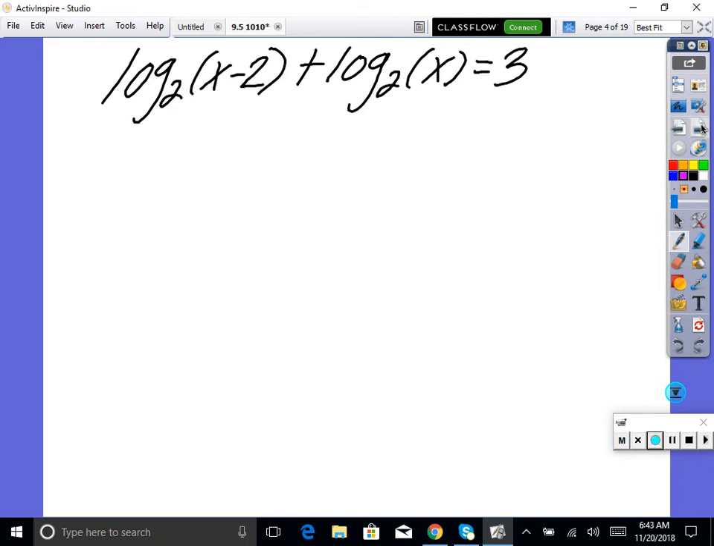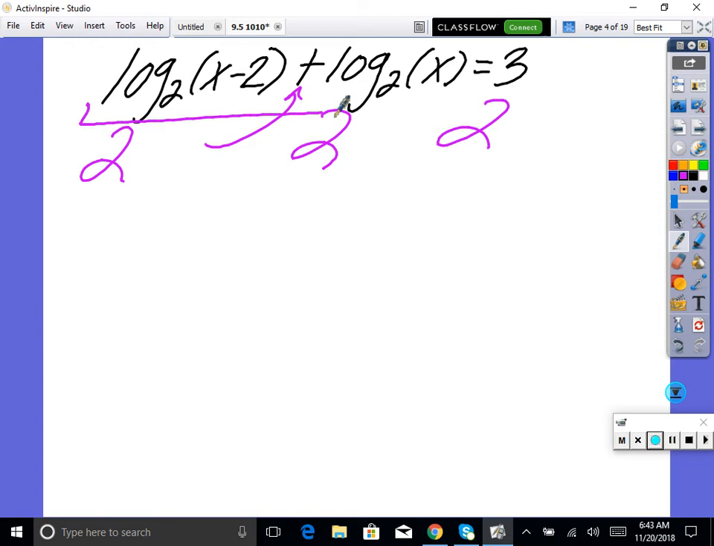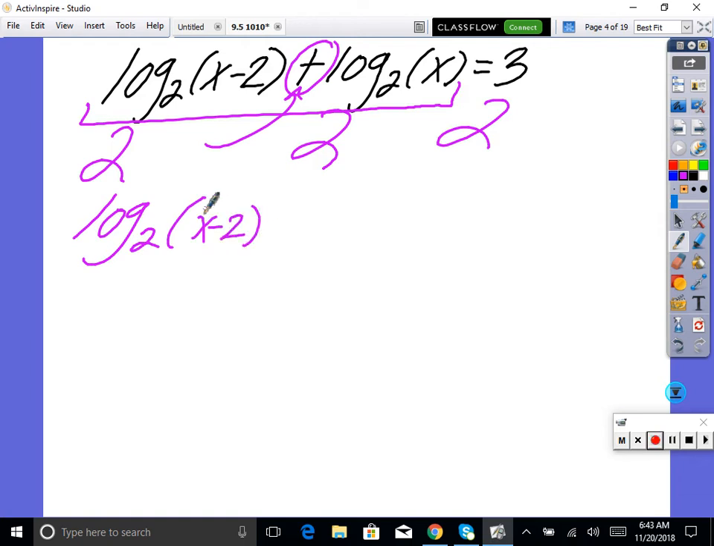Okay, now people want to go base 2, base 2. You just broke the forbidden rule. You can't do that across an addition sign, just like the other forbidden rule. So instead, we should put the logarithms together so that there's only one logarithm. When you add, you multiply. So this is log base 2 of x minus 2 times x, right, equals 3.